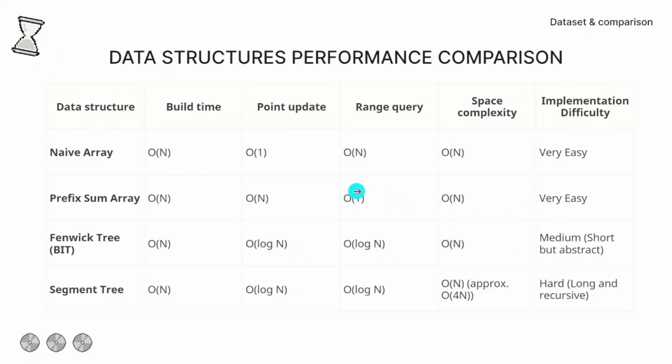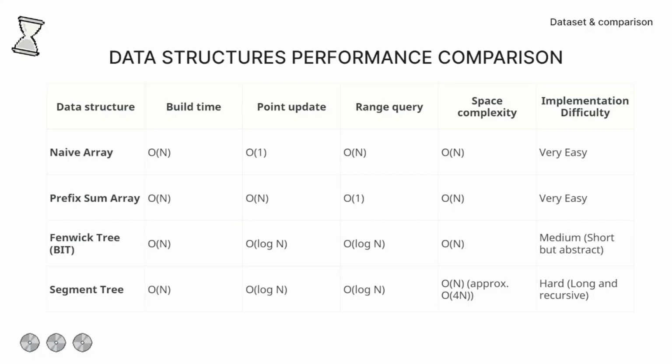To sum up, we have this table comparing the performance of various data structures. Notice how the four data structures represented here, naive array, prefix sum array, Fenwick tree, and segment tree, all have a build time of O(n). With the update query, the naive array is O(1) because it can easily access an element. The prefix sum array, on the other hand, costs O(n) time because when updating an element in this array, we also have to update all elements above it to maintain the characteristic of the prefix sum.